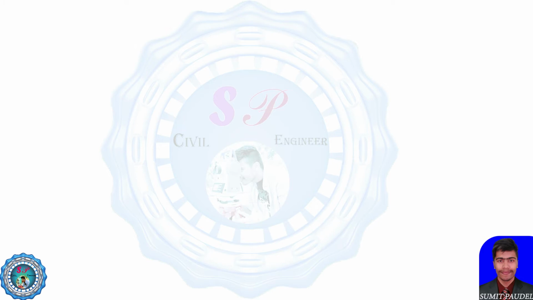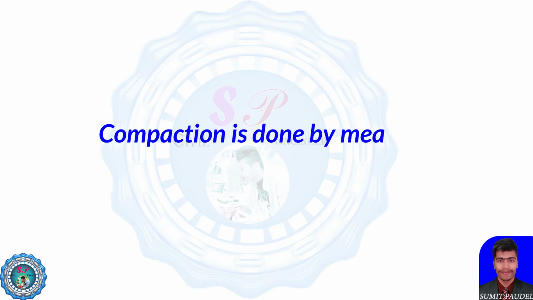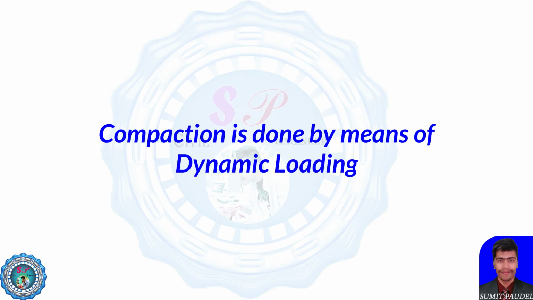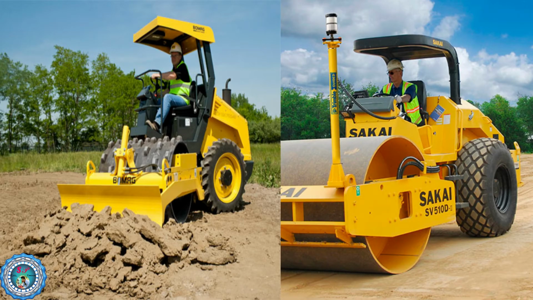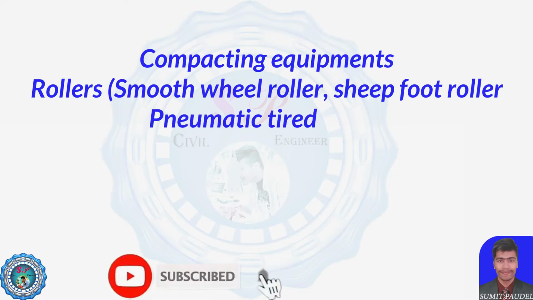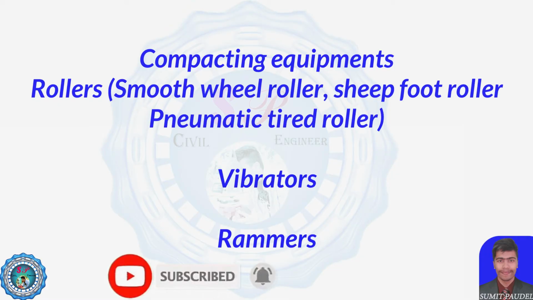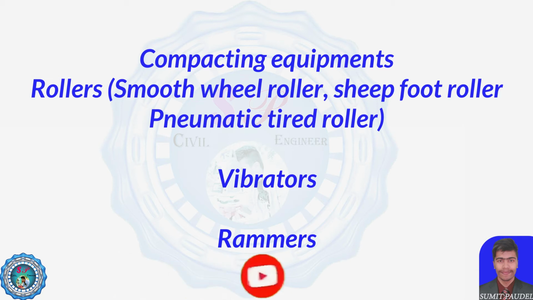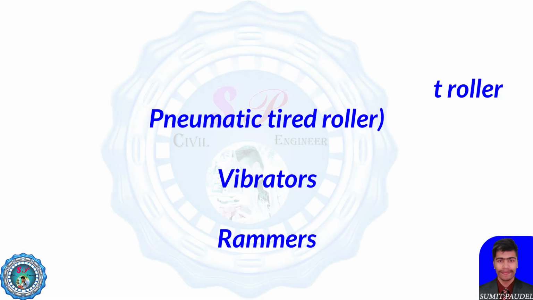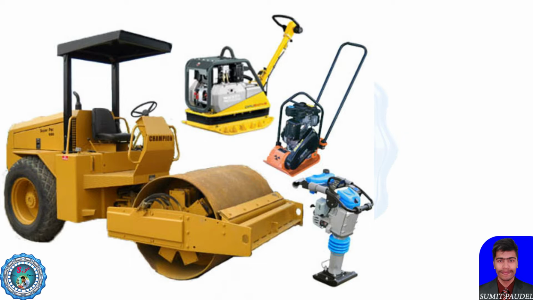Now about compaction. Compaction of soil is done by means of dynamic loading. This means a moving type of load is applied for compaction purposes. Moving loads can be applied by using compacting equipment such as rollers. Rollers may be smooth wheel rollers, sheep foot rollers, or pneumatic tire rollers. Other equipment such as vibrators and rammers are also used.